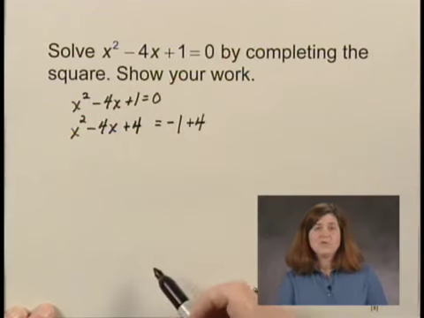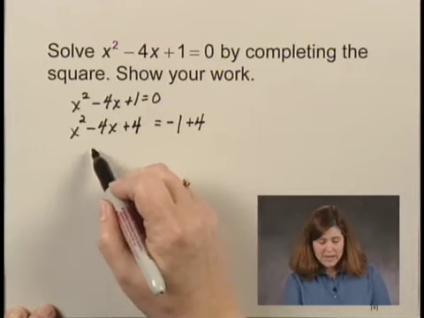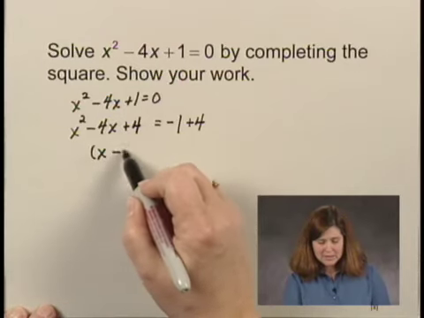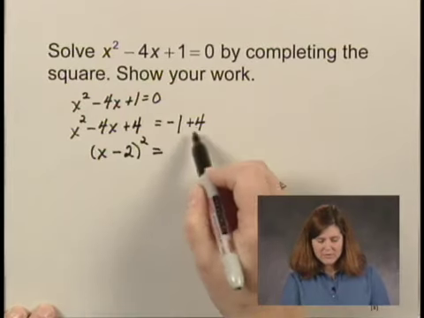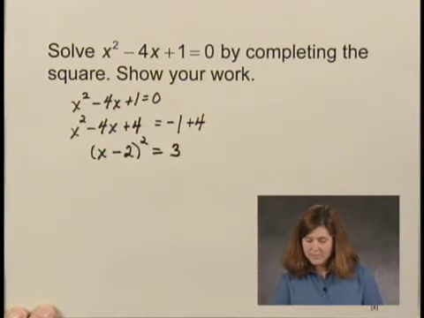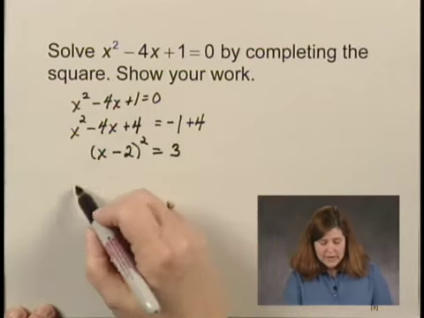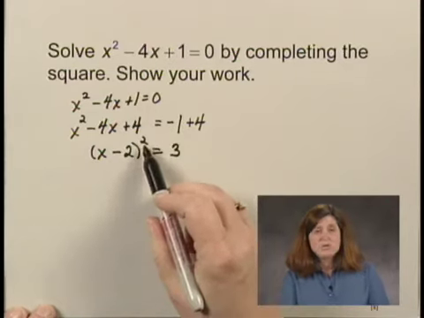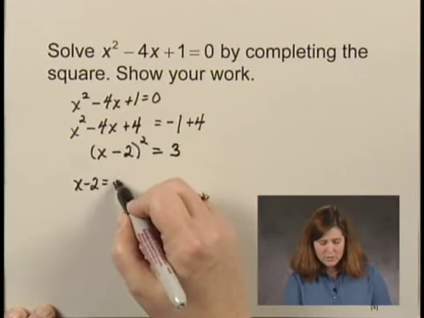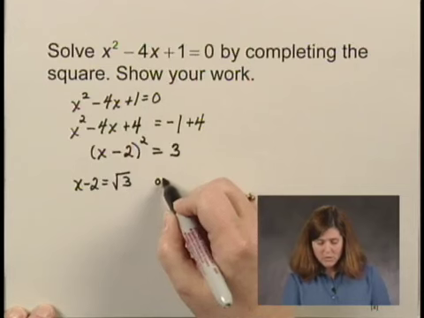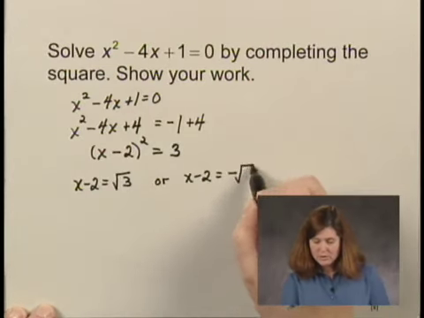If I've chosen that correctly, then the left side of the equation I can factor as, and I can, x minus 2 squared. Simplifying here, I have that equals 3. Now, using the principle of square roots, I know that if x minus 2 squared is 3, then x minus 2 has to equal the square root of 3, or x minus 2 has to equal the opposite of the square root of 3.